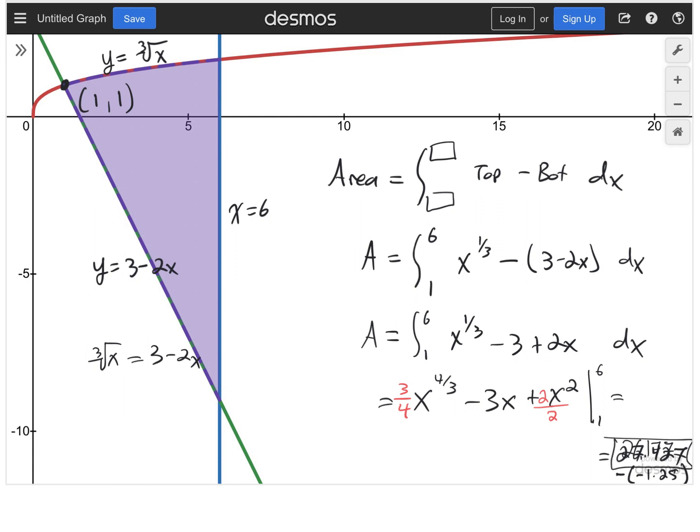So let me go ahead and box that in. This is the exact area trapped in between this top curve and this bottom curve from the x value of 1 all the way up until the x value of 6.